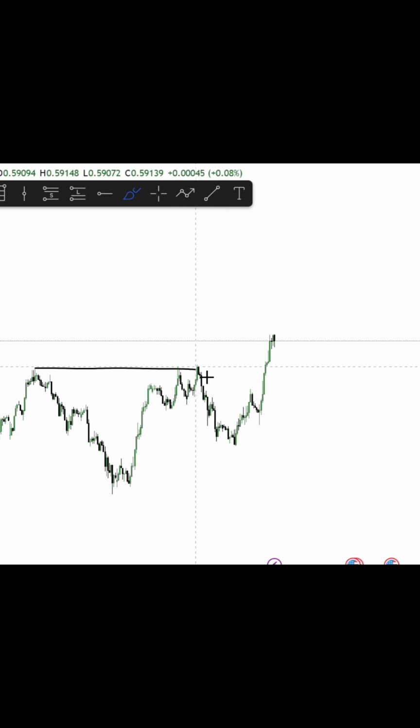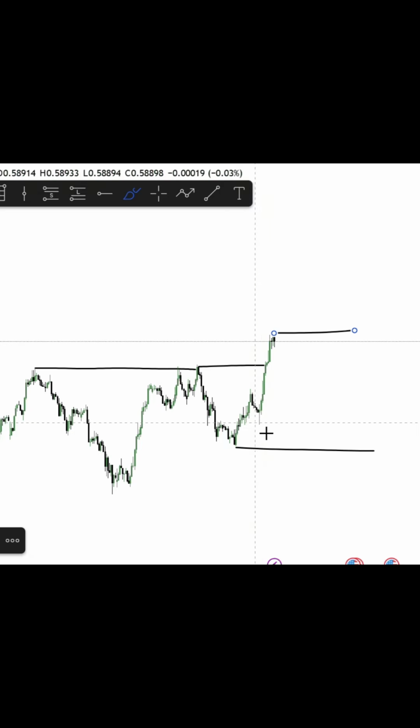However, if we now look at it, we've now had another break of structure. This is my swing low, this is my swing high. If we manage to come down to liquidate this low, I'll then be looking for the upside continuations.